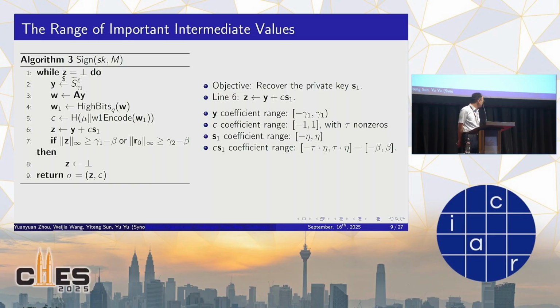Since c is a polynomial and s1 is a vector of polynomials, cs1 is basically the multiplication between two polynomials. It means that we can calculate the range of the coefficients in cs1, which is simply minus 4 times eta to 4 times eta. We can rewrite it as minus beta to beta.